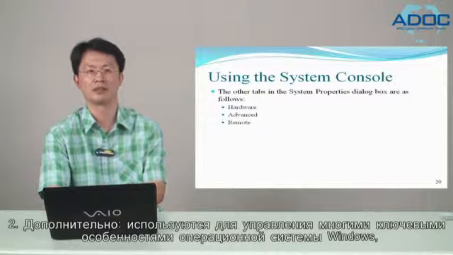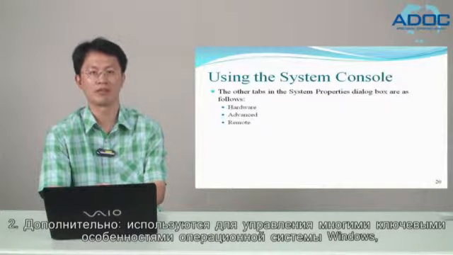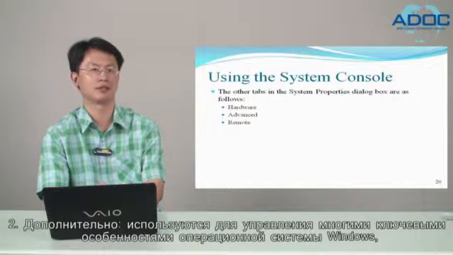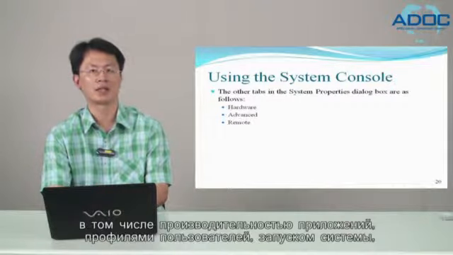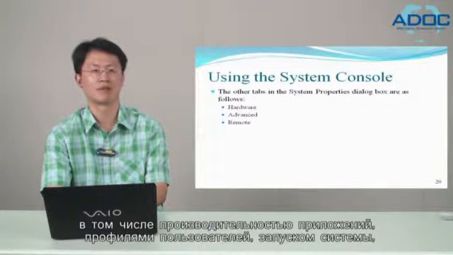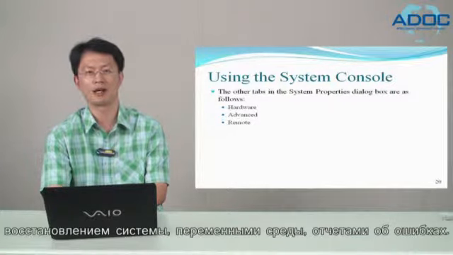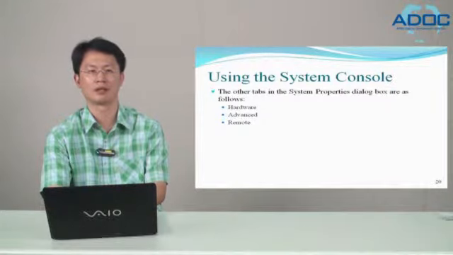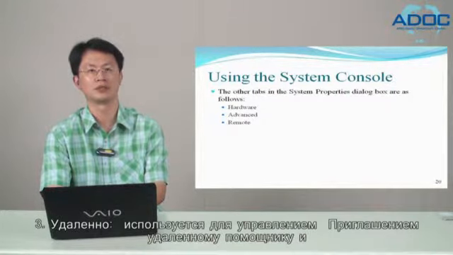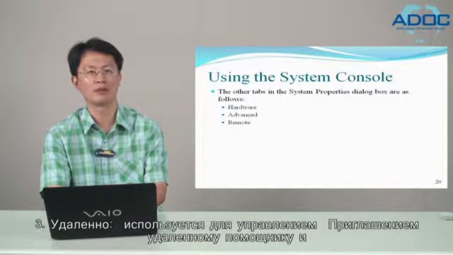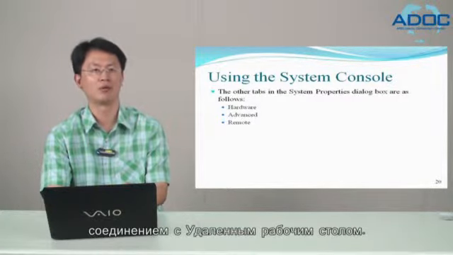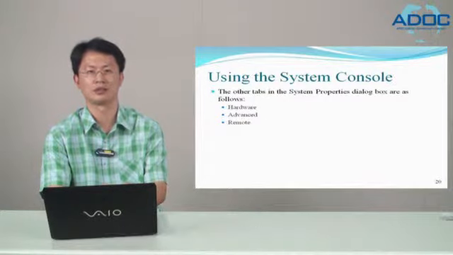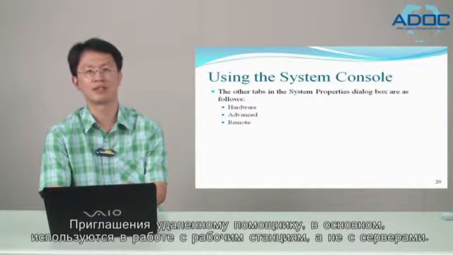Second, Advanced, used to control many of the key features of the Windows operating system, including application performance, user profiles, startup and recovery, environment variables, and error reporting. Third, Remote, used to control Remote Assistance invitations and Remote Desktop connections. Remote Assistance invitations are primarily used on workstations and not servers.